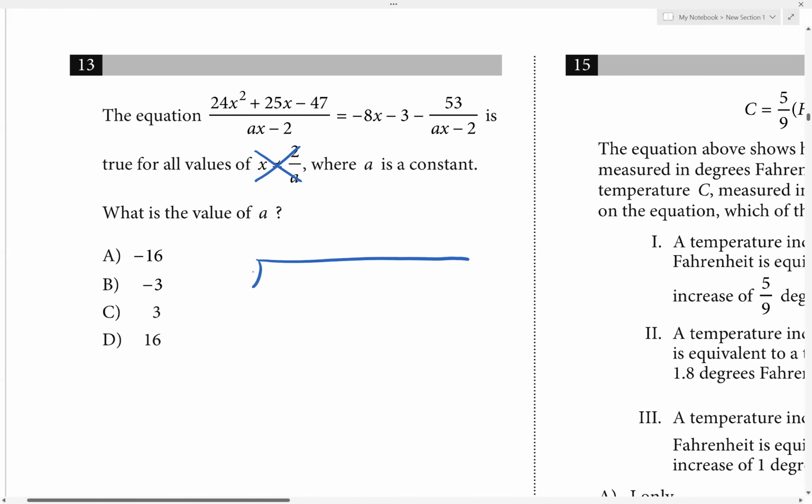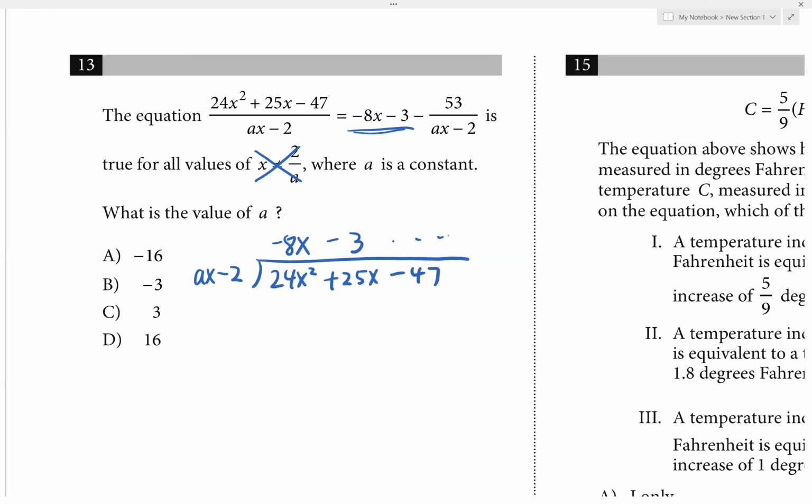So if we do that, we divide the top, 24x² + 25x − 47, by ax − 2. Remember, all we're trying to figure out is what a is. If we do the division, 24x² divided by ax, and then whatever we have here, the quotient that we get is actually −ax. We already know the quotient, so let's just put it on top, followed by that remainder there.